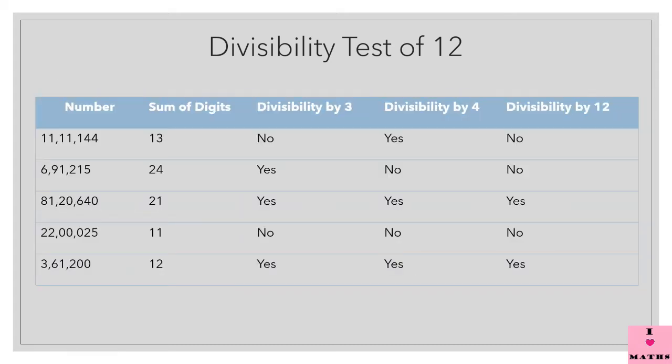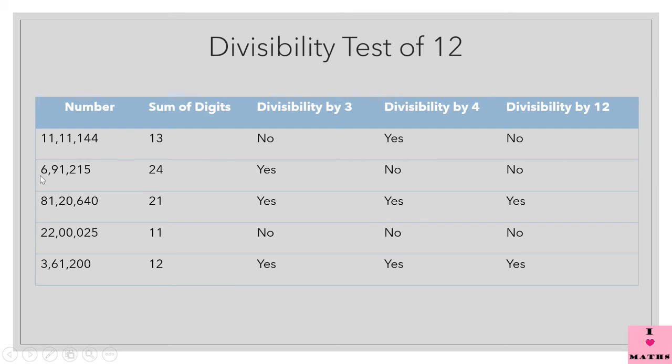Okay, now let us do a few examples. In this slide, we have taken a few numbers. First one is 11,11,144. The sum of the digits of this number is 13. Now 13 is not a multiple of 3, so this number is also not a multiple of 3. Now this number is a multiple of 4, but since it is not a multiple of both 3 and 4, it is not a multiple of 12.